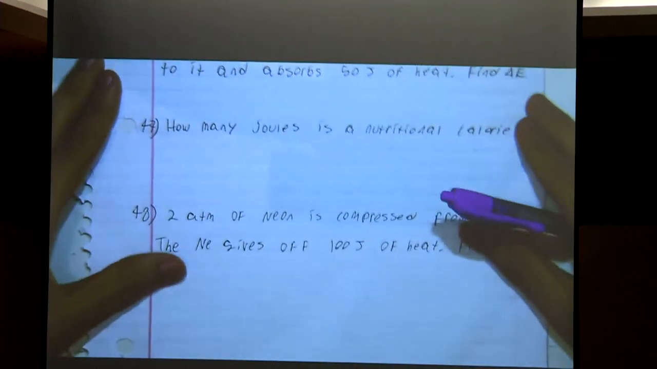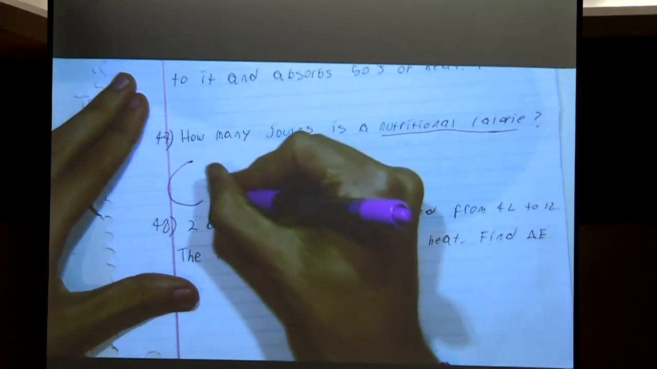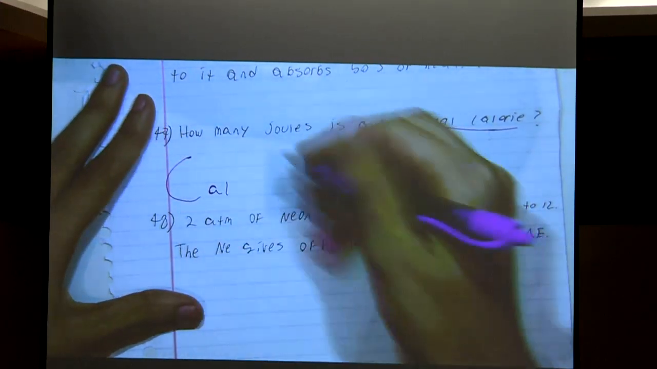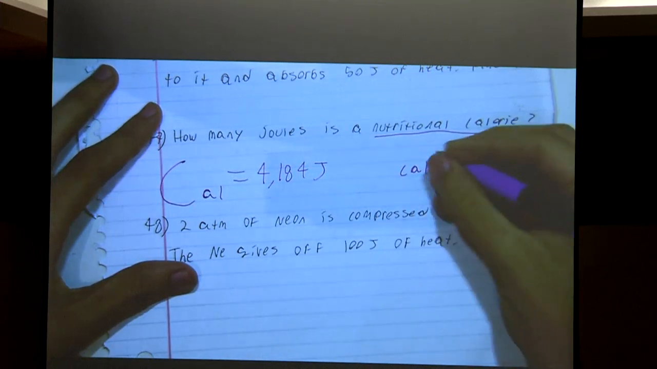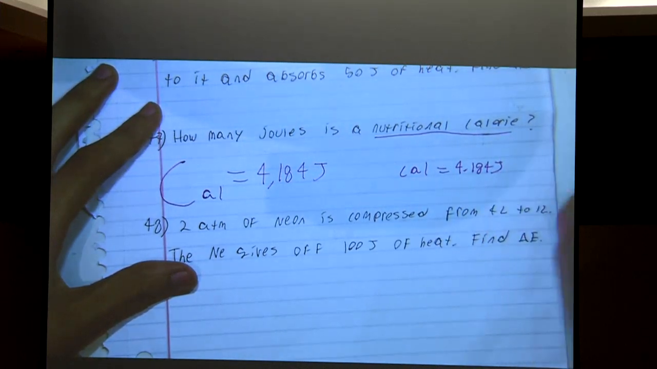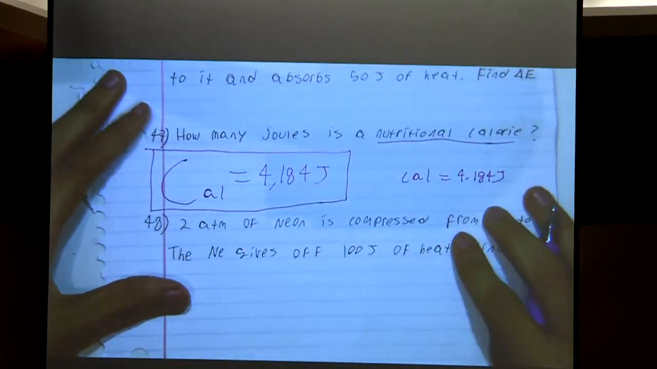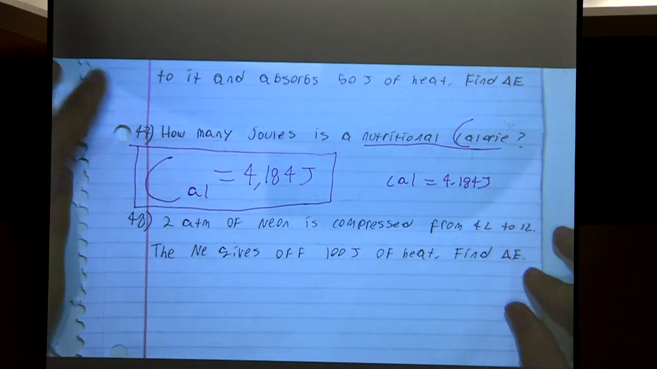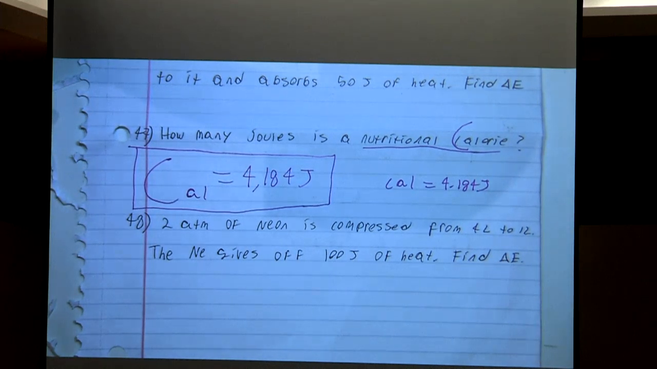47. How many joules is a nutritional calorie? So nutritional calories are big C calories. There's also small c calories, right? Big C calories, 4,184 joules. Small c calories, 4.184 joules. Notice that's also the specific heat of water. So nutritional calorie is big C, 4,184 joules. Don't put 4.184 joules.